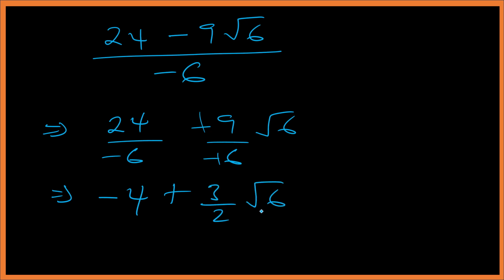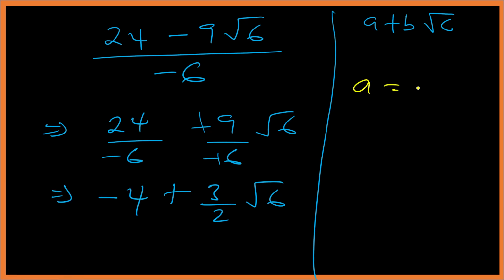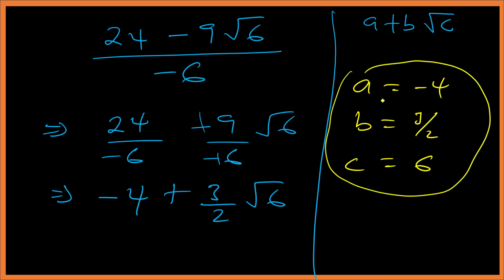Okay, so writing this in the form of a plus b root c, my a is minus 4, b is 3 on 2, and c is 6. Okay, as simple as that. All right.